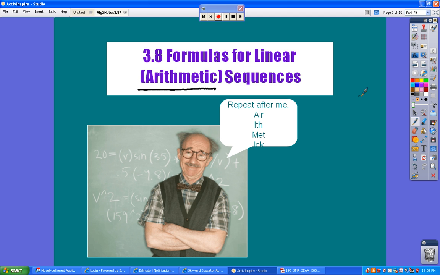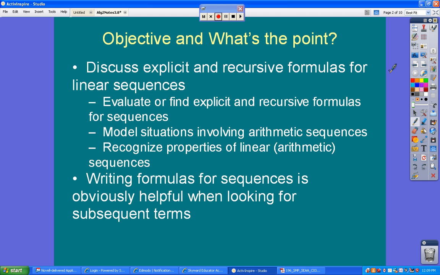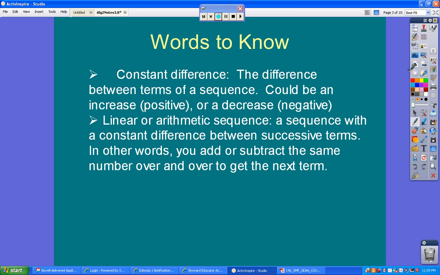So arithmetic. Okay, we're going to discuss explicit and recursive formulas for linear sequences, and we are going to evaluate them. We're going to go back and forth between recursive and explicit today, and we are going to come up with a formula for these explicit formulas. And it is very helpful because if you're looking for terms way down the road, explicit is much nicer than recursive.